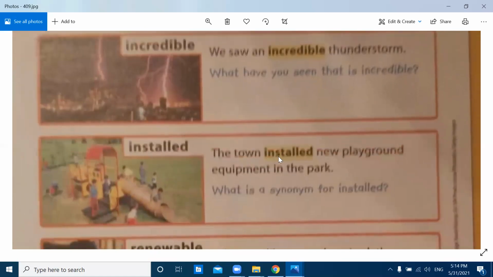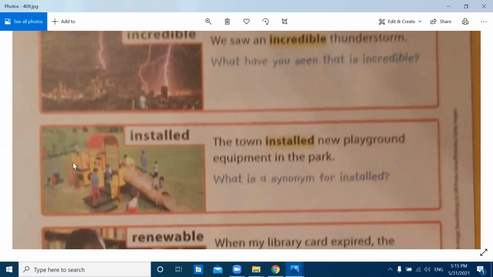Installed. The town installed new playground equipment in the park. So installed means that they put this playground equipment in the park. Okay, to install means to set it up in the park, to put it there where it can work. If you want to install Windows in your computer, you add Windows by putting it into your computer and programming it so it can work. If you want to install speakers in your bedroom or lights in your bedroom, then you put them in your room and you connect them so that they will work. You install them.